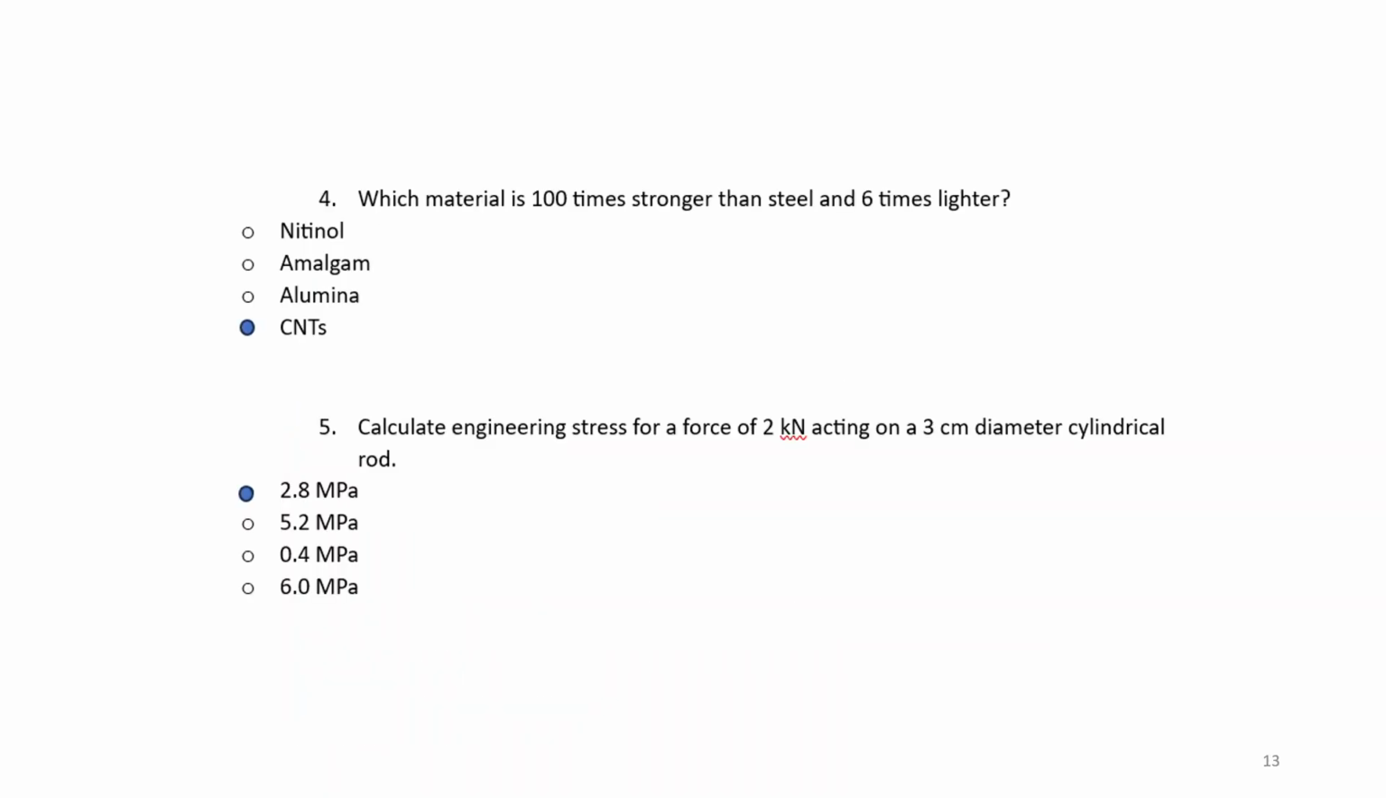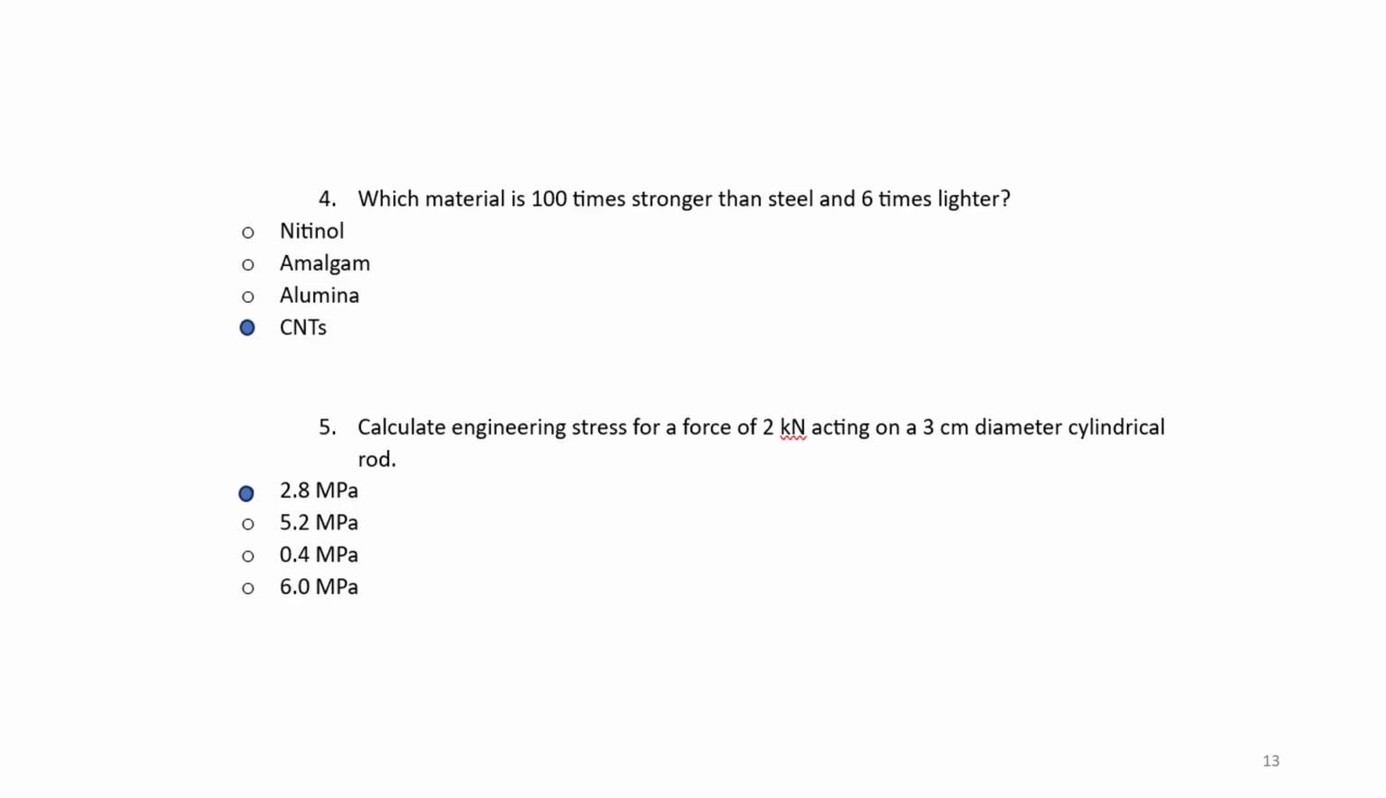Fourth question is, which material is 100 times stronger than steel and 6 times lighter? So your options are nitinol, amalgam, alumina and CNTs. As you must have studied from the lecture slides or lecture videos as well, carbon nanotubes are the materials which are very strong as well as very light compared to steel. So they are around 100 times stronger and 6 times lighter than steel.